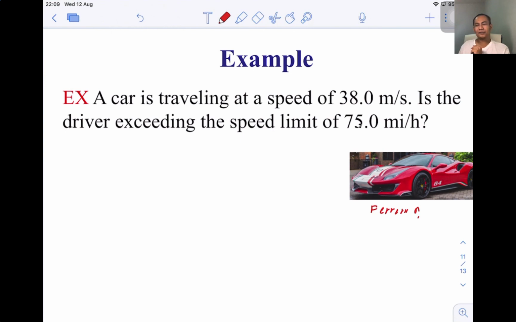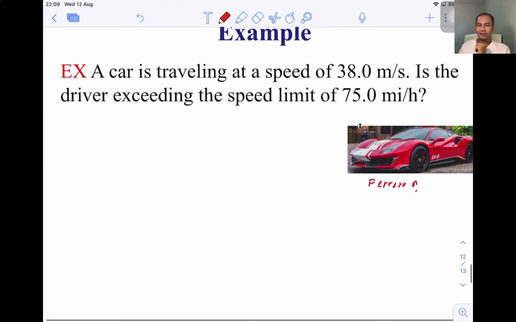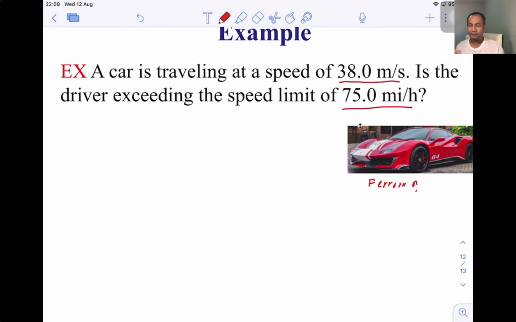Okay, so the question is: if a car is traveling at the speed of 38 meters per second, which looks quite fast, is the driver exceeding the speed limit of 75.0 miles per hour? This is the speed limit in the US, maybe on the interstate, on the highway, I guess.